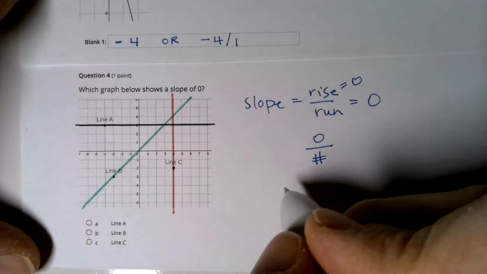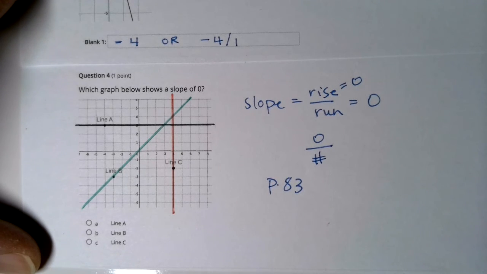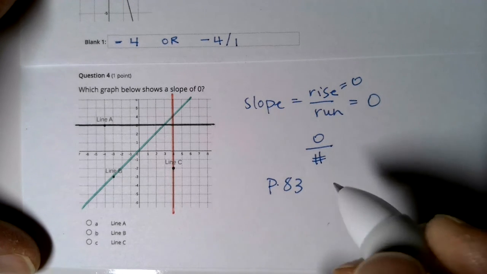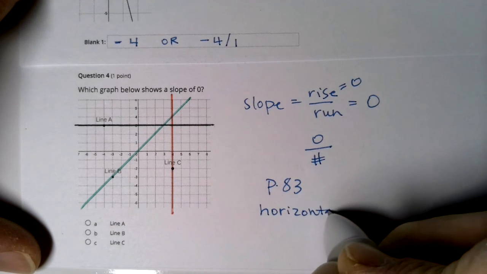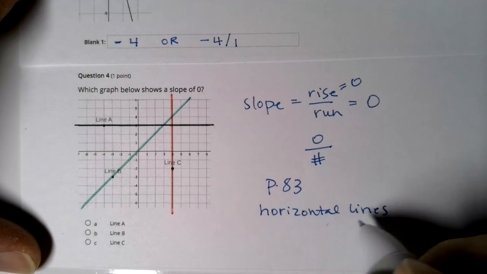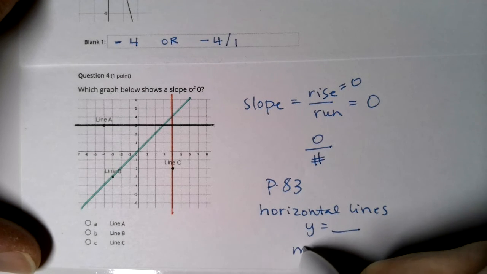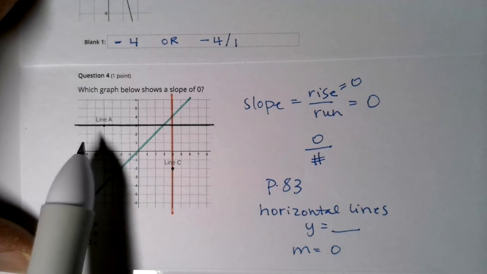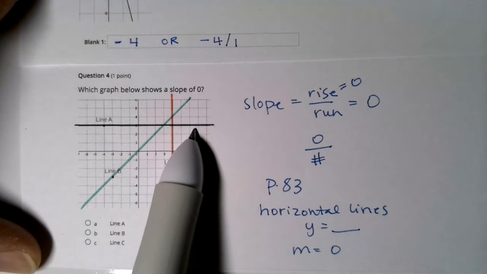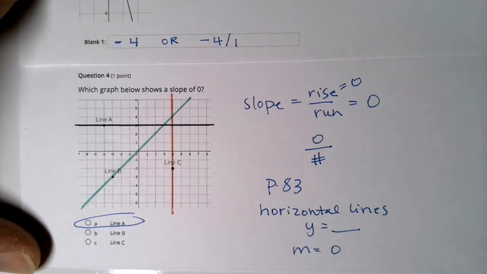You can also look in your notes at page 83. That's where we took the notes on horizontal and vertical lines. Hopefully you recall that horizontal lines are all y equals something, and they all have a slope of 0. And on this graph, there's only one horizontal line, and that is line A. So this right here is our choice for slope of 0.